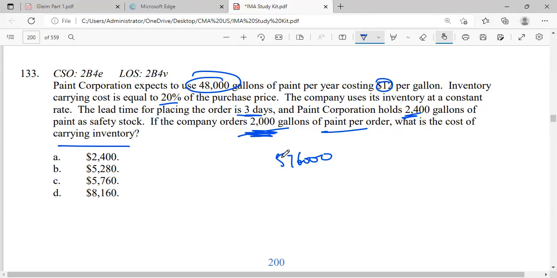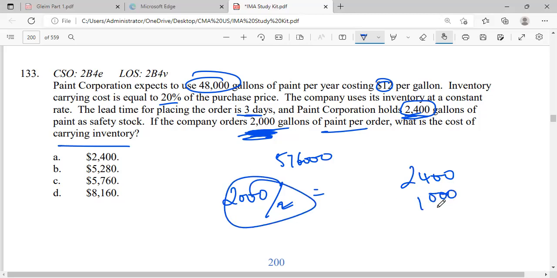When we have this type of order, we can say this is our average inventory: 2,000 divided by 2. Understand this: you can take 2,000 as the order you keep on placing, so on average you will require this much inventory in the organization. You take an average of it, plus you are holding 2,400 as safety stock. So the average inventory is 2,000 by 2, which is 1,000, plus 2,400, so you have 3,400 as the average inventory to take into calculation.